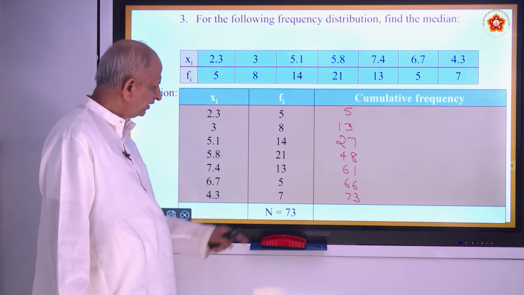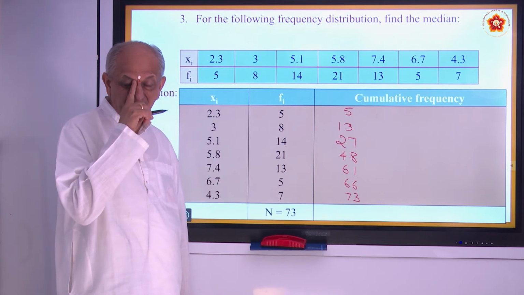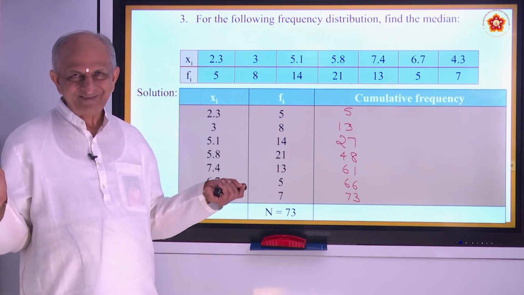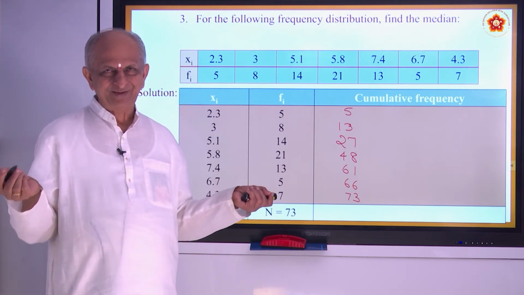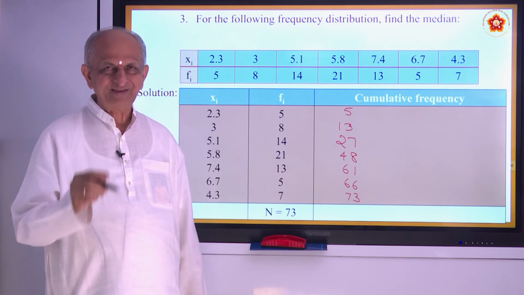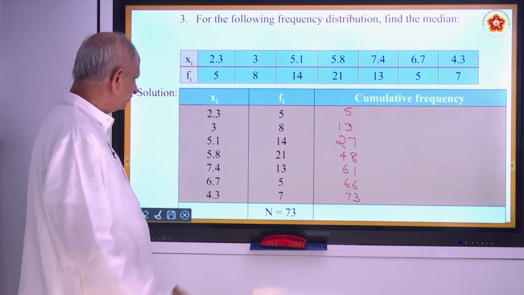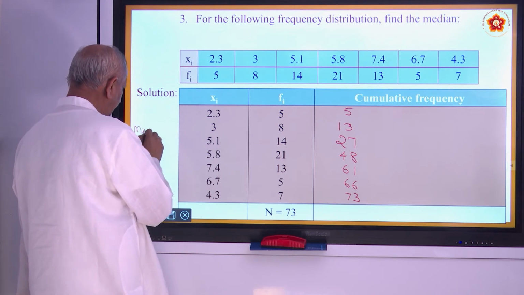Now it is odd. 73 is an odd number. Is it not? I think all of you know what is meant by odd number. You know? Yes. You are so expert. 1, 3, 5, 7, etc. They are called odd numbers. Even numbers 2, 4, 6, 8, etc. are called even numbers. So 73 is given. Now we are asked to find out median.